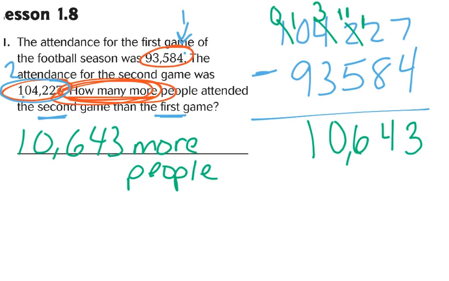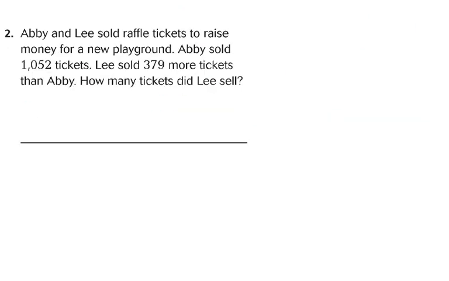Okay, let's take a look at the last problem. Abby and Lee sold raffle tickets to raise money for a new playground. Abby sold 1,052 tickets. Lee sold 379 more tickets than Abby. How many tickets did Lee sell?